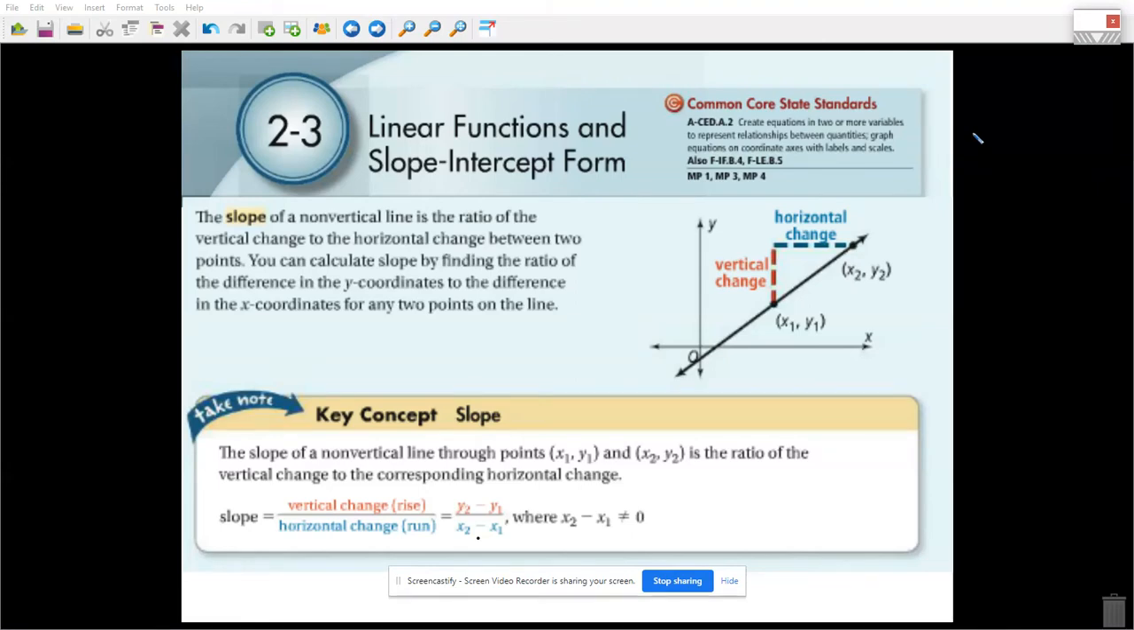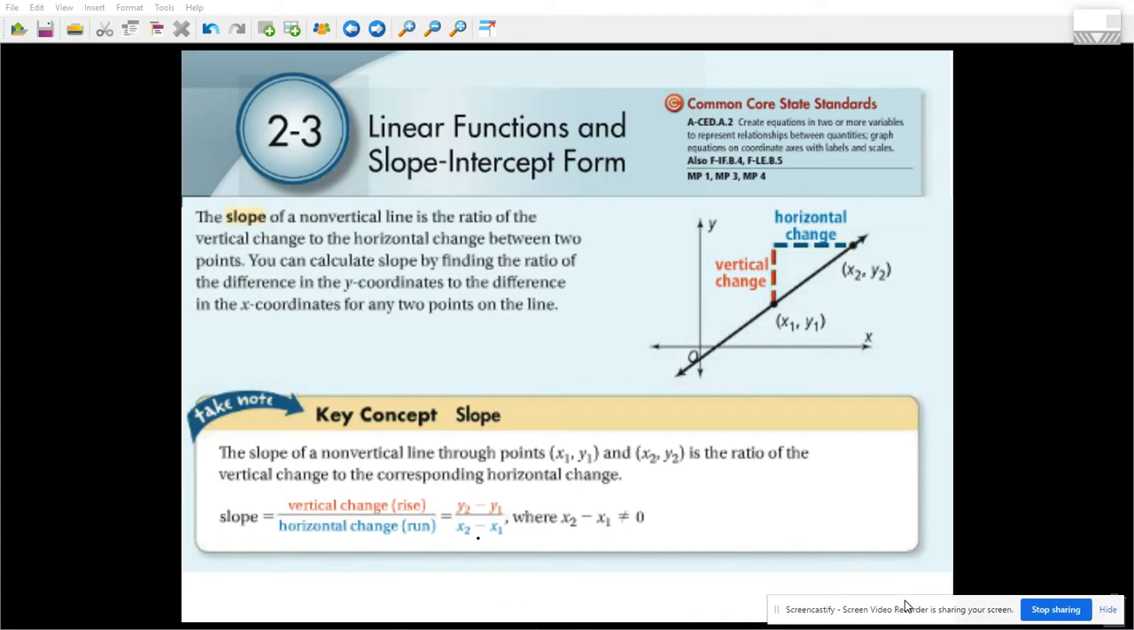2.3, linear functions in slope-intercept form. So you notice we skipped 2.2. 2.2 is direct variation, and there's not a whole lot of usefulness with direct variation. If you feel I'm cheating you, we can talk and I'll teach you direct variation. So we jump into slope and slope-intercept form in 2.3.